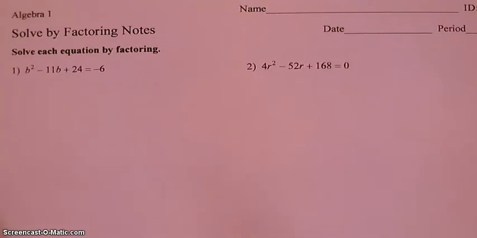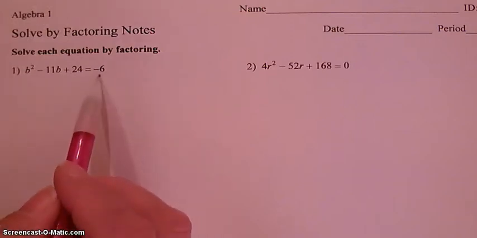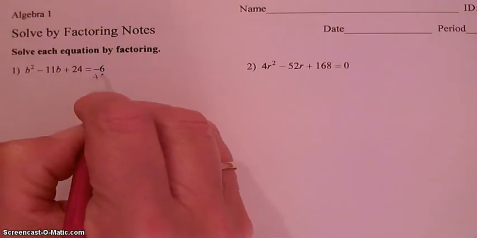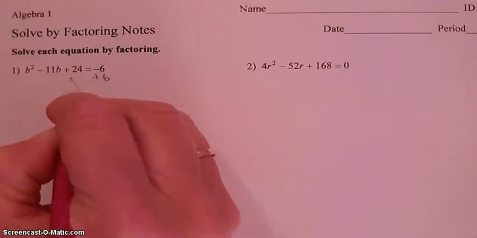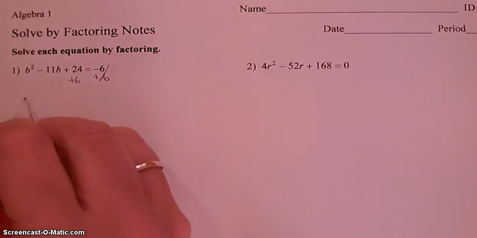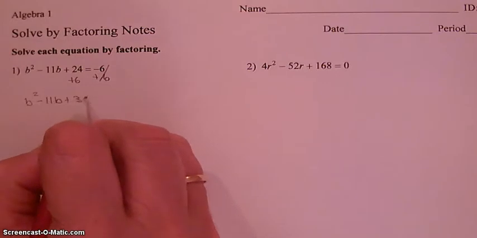Alright, so if you remember from the video, we're going to be solving the equations by factoring. We learned this week how to graph, and now we're going to learn how to factor. Remember, we're looking for the values when the variable is 0, so in this case we have b. Remember, we have to have this set equal to 0 to begin. So the first thing we're going to do here is add 6 to both sides. They cancel there, and then we wind up with b squared minus 11b plus 30.